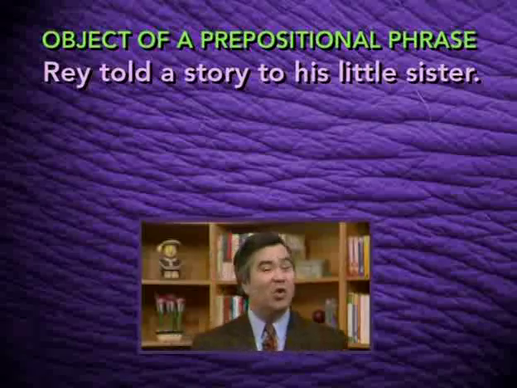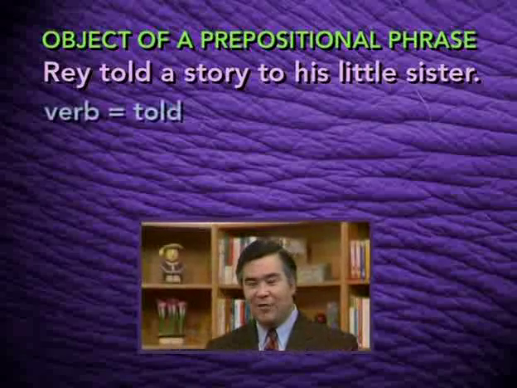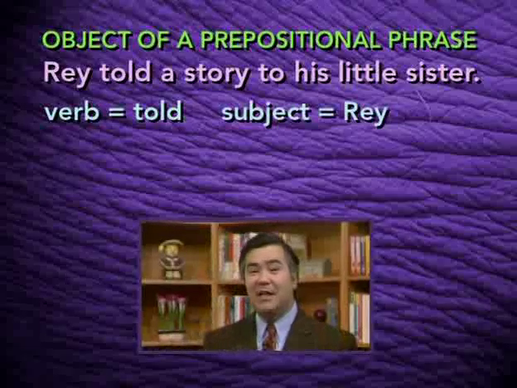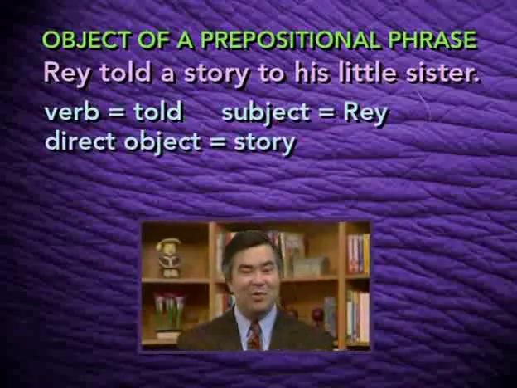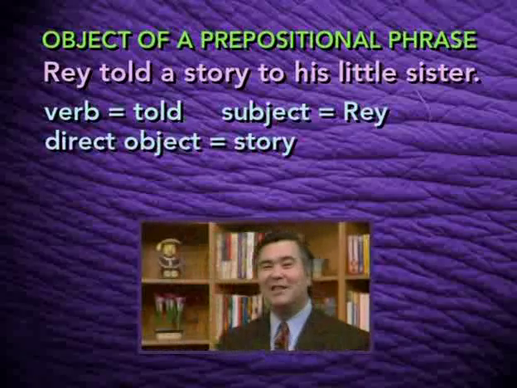Now, here's another sentence that says the same thing, but doesn't contain an indirect object. Ray told a story to his little sister. In this sentence, we have the same verb, told, and the same subject, Ray. We even have the same direct object, story. That's what Ray told. Now, to whom did he tell the story? Well, he told his little sister.